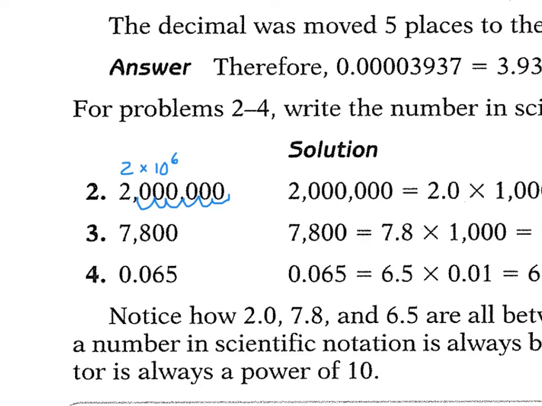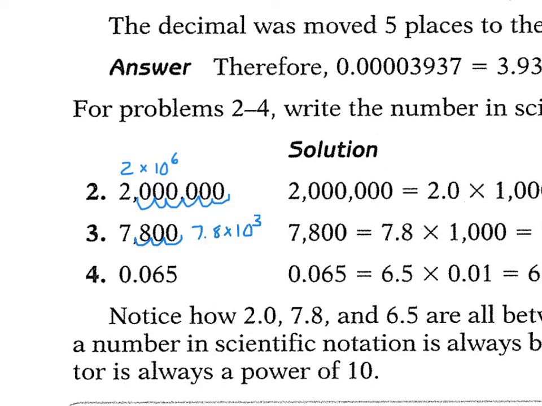Again, we have a big number here, so we know our exponent is going to be positive, but we just need to find out what number that exponent is. So we need to count how many times we move our decimal. So we move it 1, 2, 3. So we have 7.8 times 10 to the 3rd power.